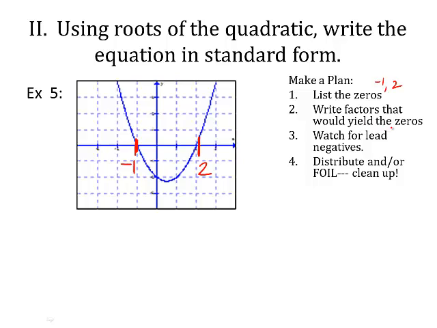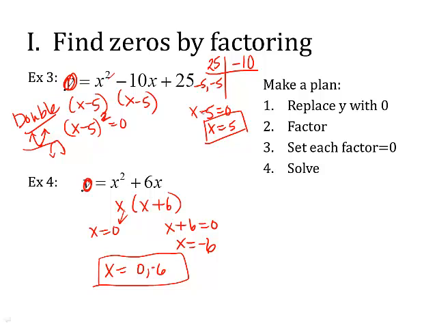Write factors that would yield those zeros. Okay, so I need to think about x plus something equals 0. It has to be solved to be a 1, negative 1. Now, let me back up for a second. If you look up here where we had x minus 5 equals 0, we solved it and x was positive 5. So if you notice, the sign is just switching here.